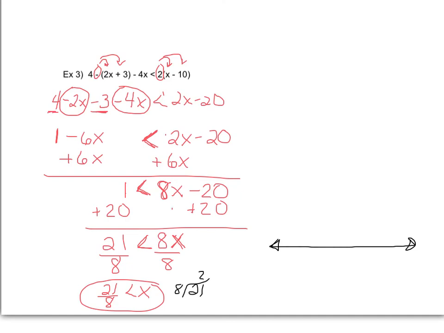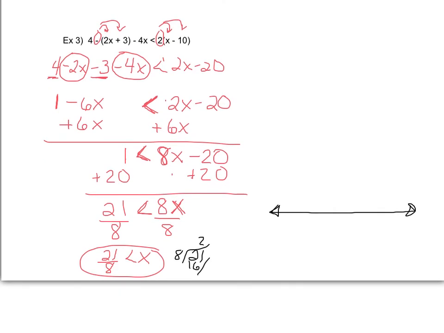8 goes into 21 twice. And I get, when I subtract, a remainder of 5. So I get 2 and 5/8. So setting up my number line, I have 1, 2, 3, and I'm going to put 4 on there. So if I'm at 2 and 5/8, I'm just a little bit above the halfway point between 2 and 3. I'm going to put an open circle there.